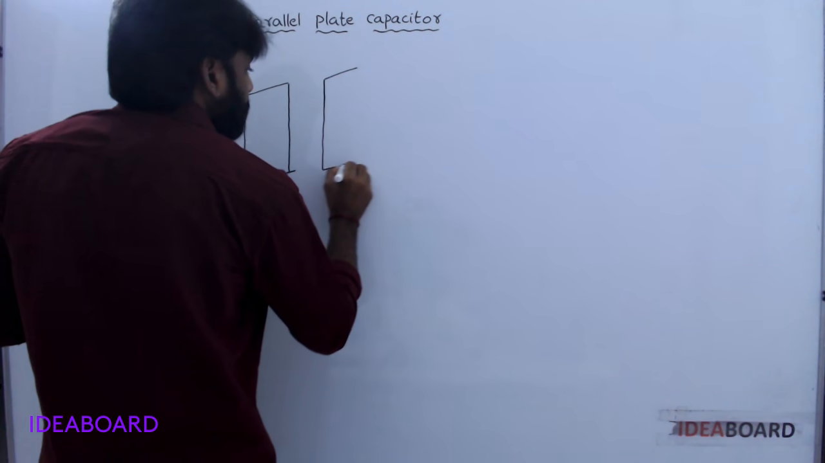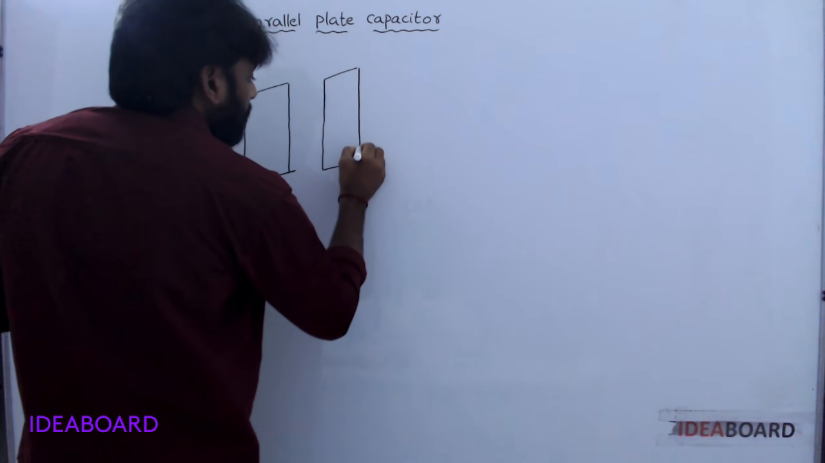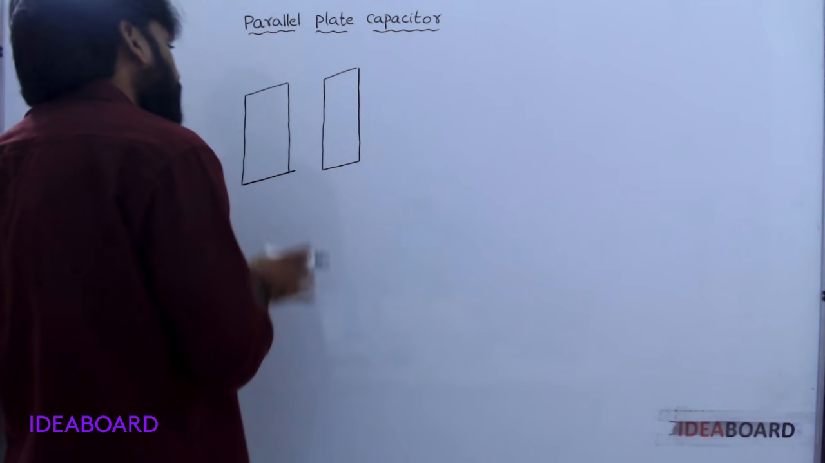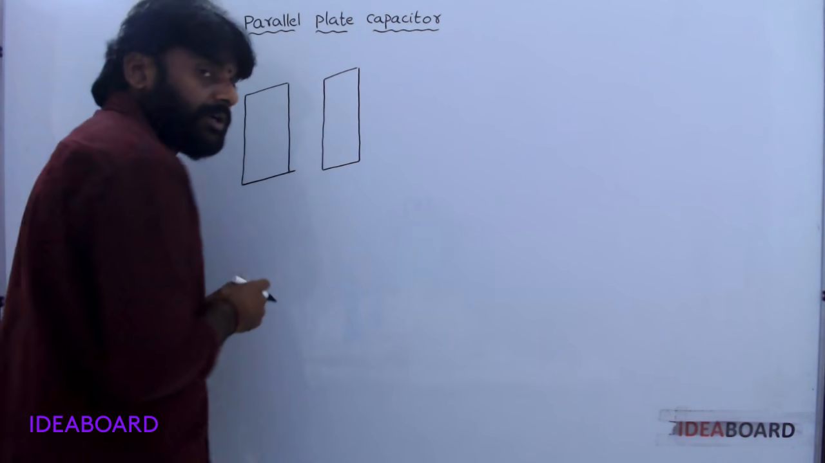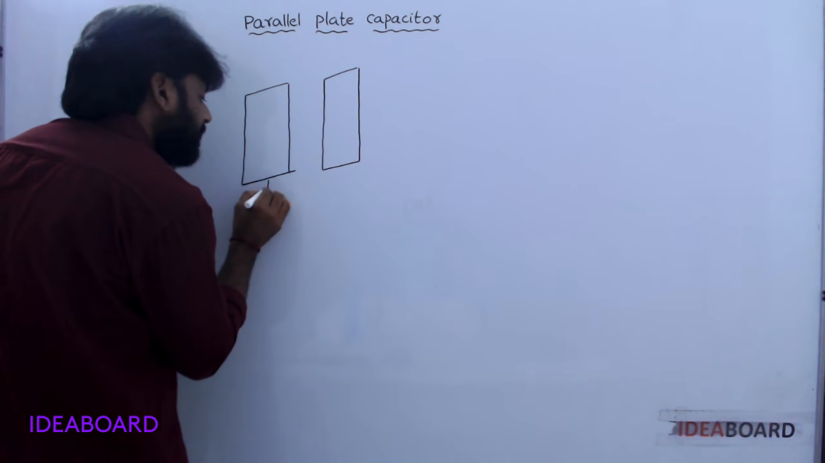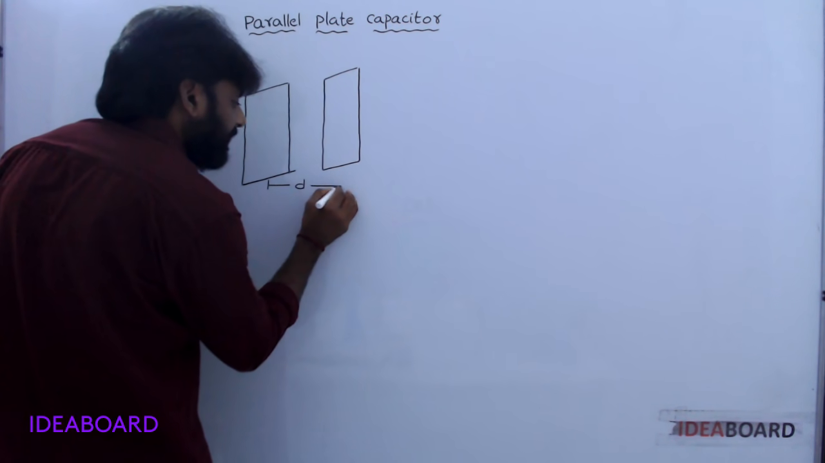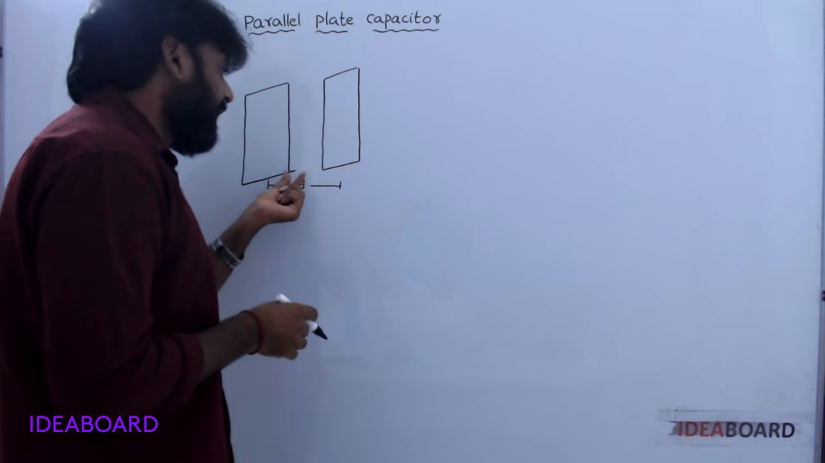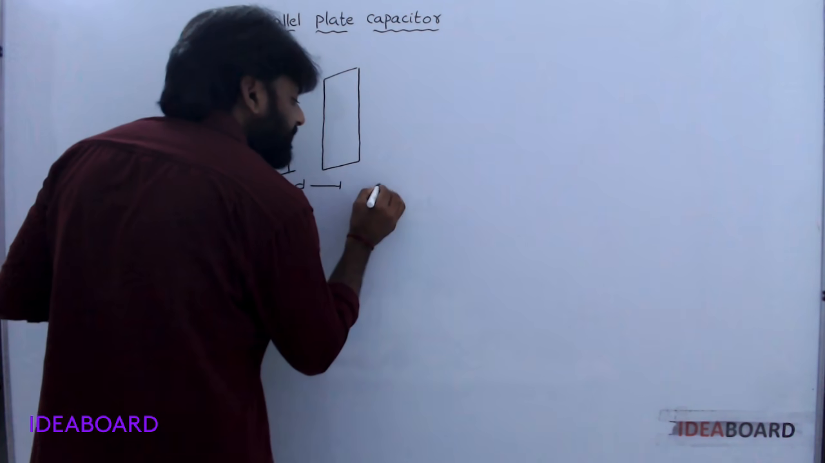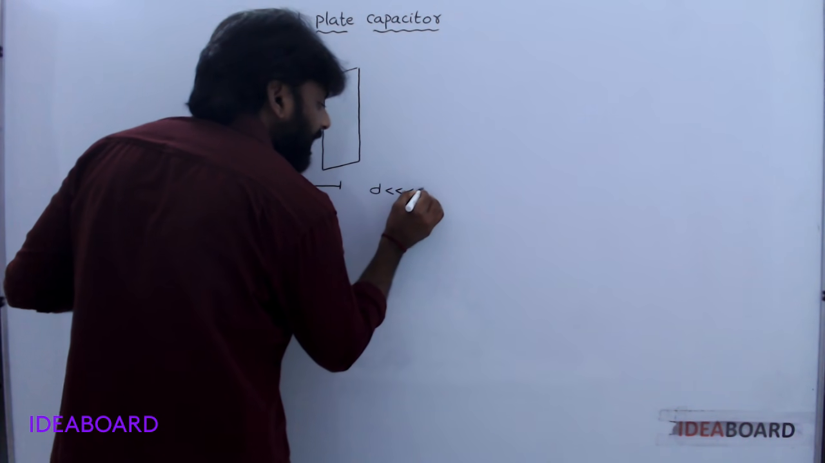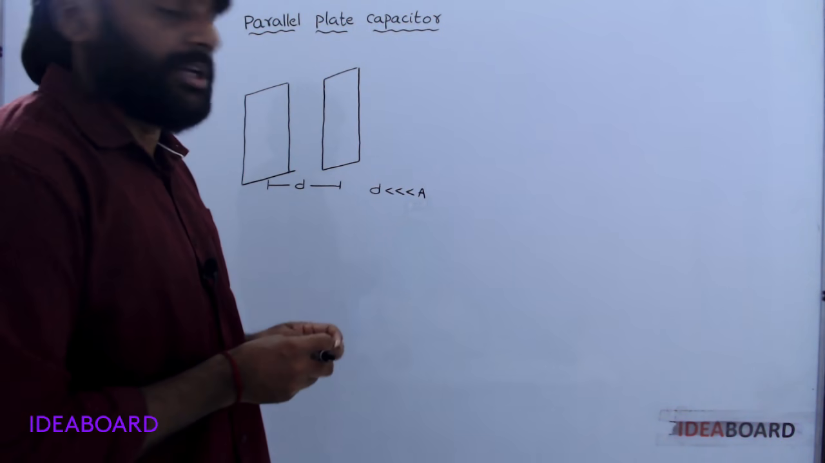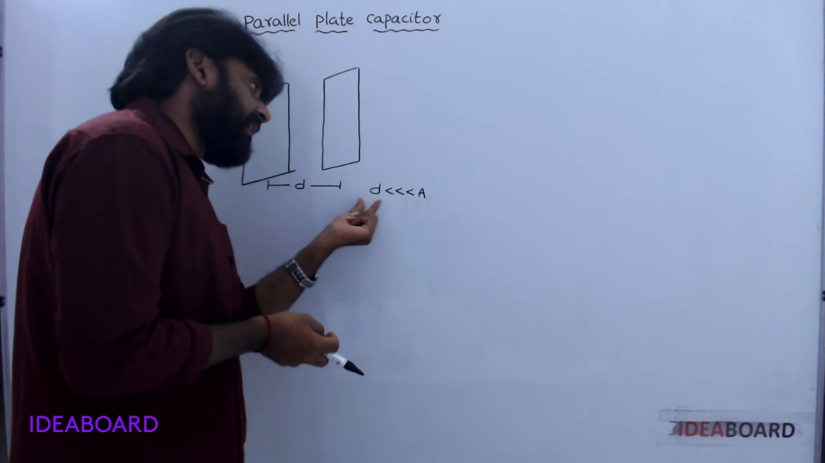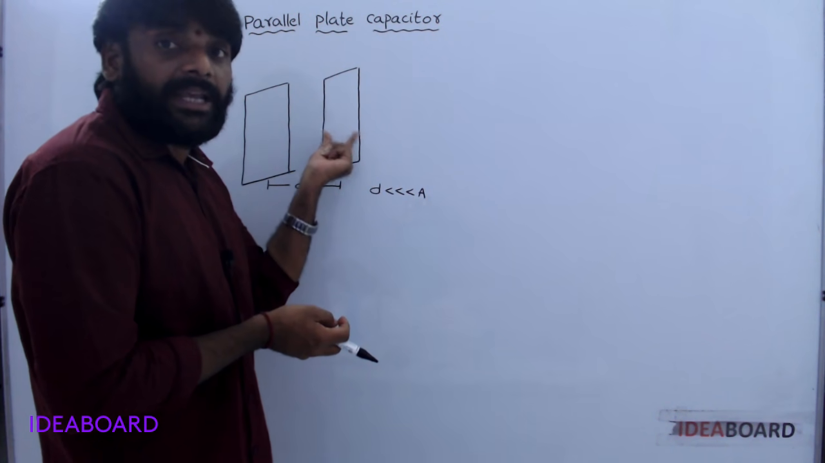Consider two metal plates. These two are the same in dimensions. Its area is A, its area is also A, and the separating distance between them is D. These two are separated by a certain distance D. This separating distance is very small compared to the plate's area.